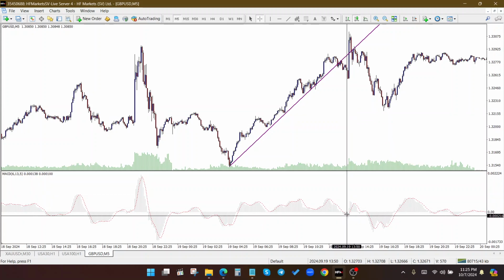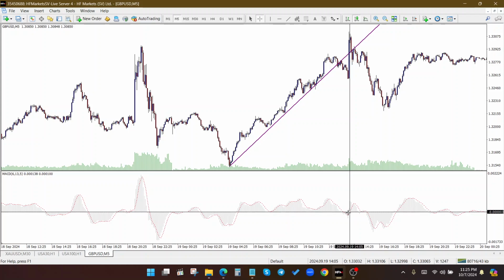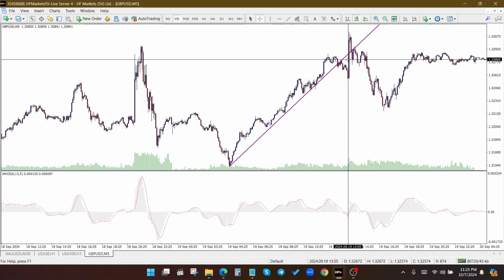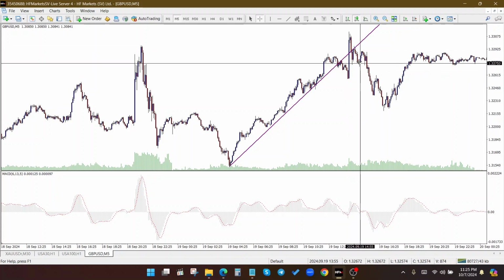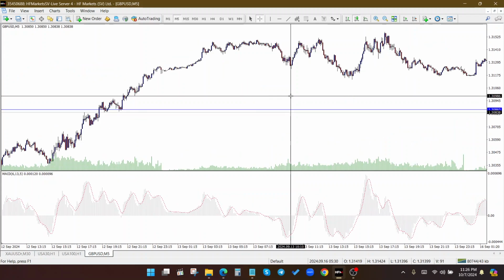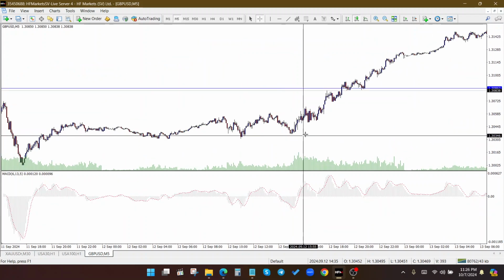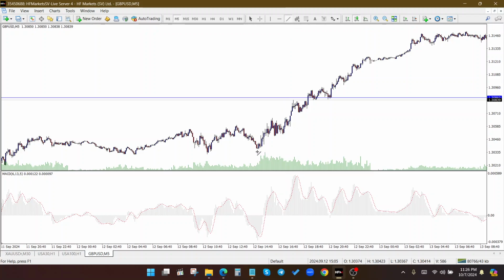So right after the MACD line crossed above the zero line, we can see that there was strong bullish momentum around here, although it was below the trend line. Okay, let's look for another example. Let's see if this is going to work. These are just dynamic support and resistance levels. These are dynamic support levels.